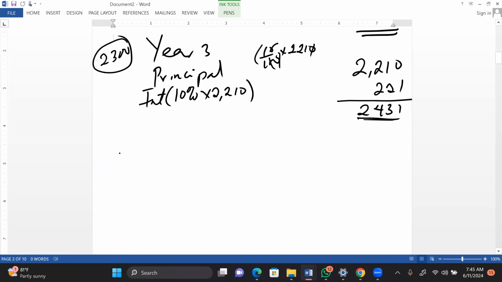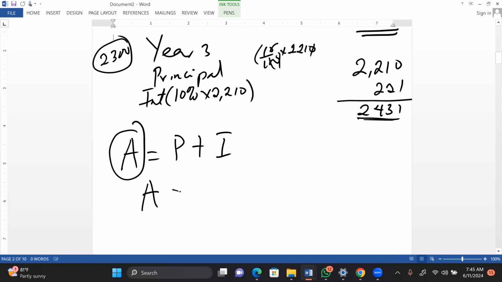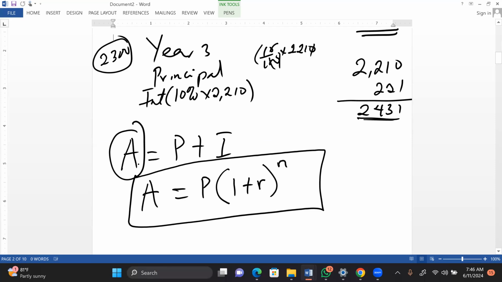I said something earlier on that amount, when you are calculating amount, is principal plus interest. All right? We are going to use the amount formula to calculate compound interest. And what is the formula? The formula is principal into bracket 1 plus r raised by n. So this is the formula we are making use of. This formula will give us the last value we have here, 2,431.